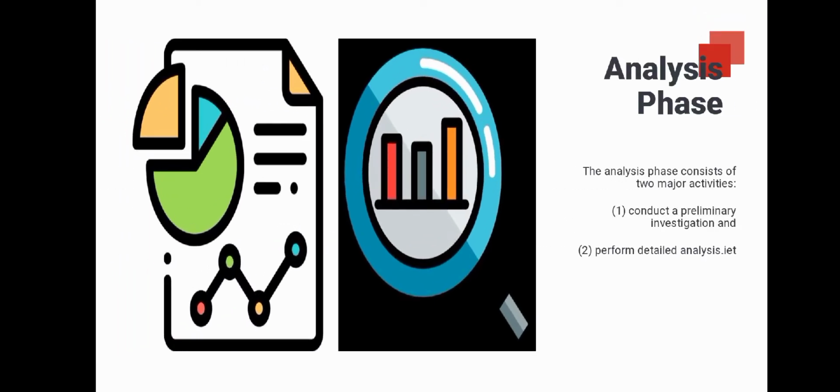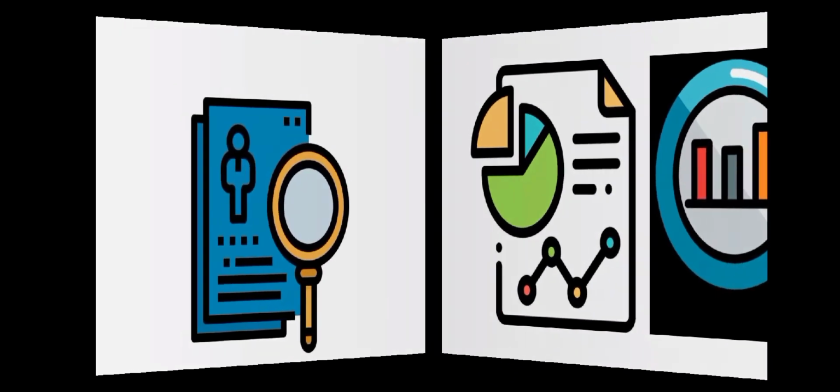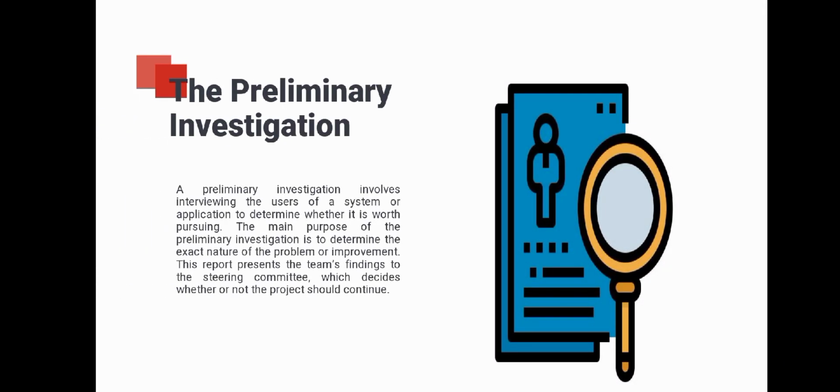Analysis phase. The analysis phase consists of two major activities. One, conduct a preliminary investigation, and two, perform detailed analysis. The preliminary investigation involves interviewing the users of a system or application to determine whether it is worth pursuing. The main purpose of the preliminary investigation is to determine the exact nature of the problem or improvement.